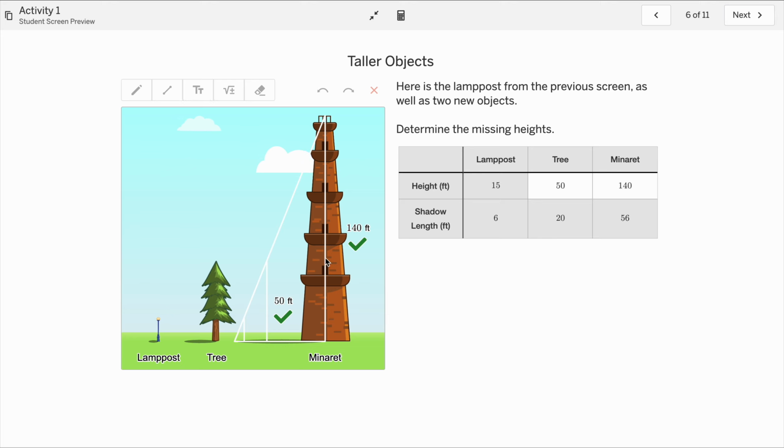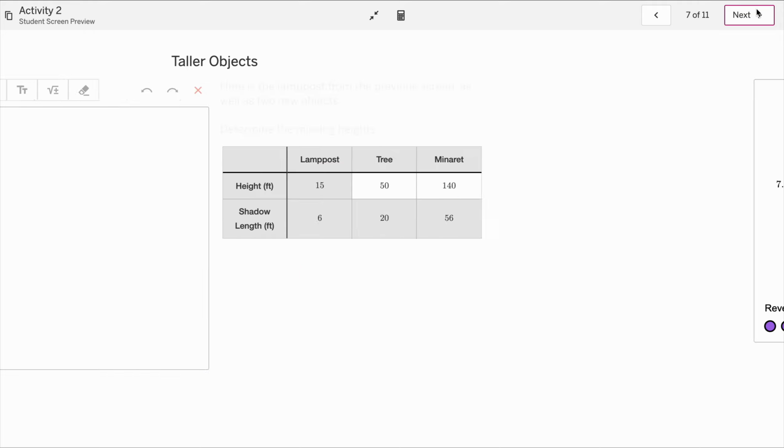I figured that because the relationship between the actual triangle on the lamppost is going to be 2.5, 6 times 2.5 is 15. That's going to stay the same for all three of those, versus having to find the scale factor from the lamppost to the tree and then the scale factor from the tree to the minaret. I could use the same factor on all three of these.